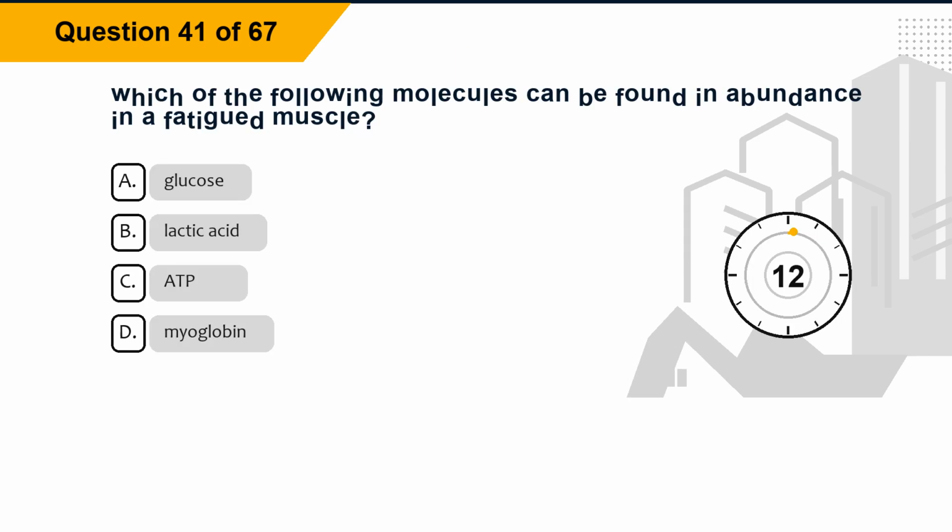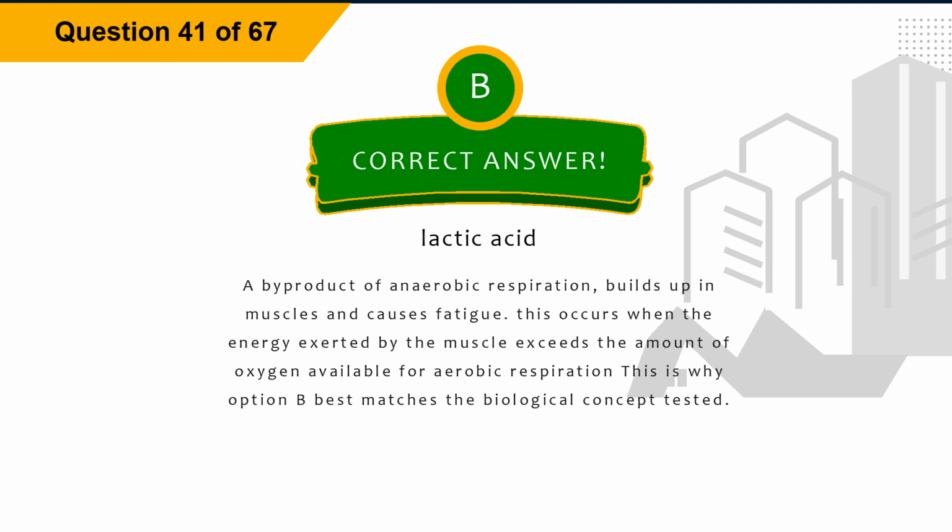Question 41. Which of the following molecules can be found in abundance in a fatigued muscle? Option A, glucose. Option B, lactic acid. Option C, ATP. Option D, myoglobin. The correct answer is option B, lactic acid.